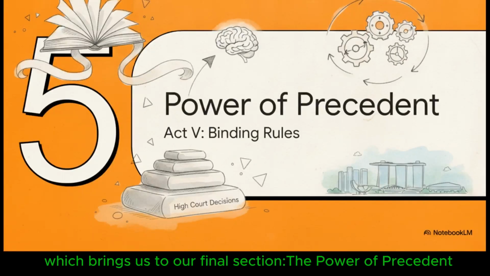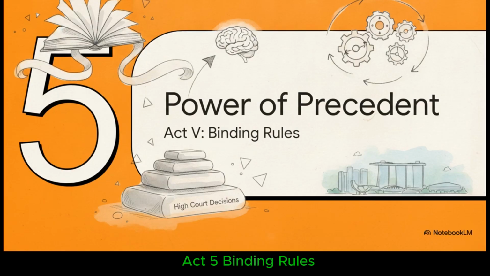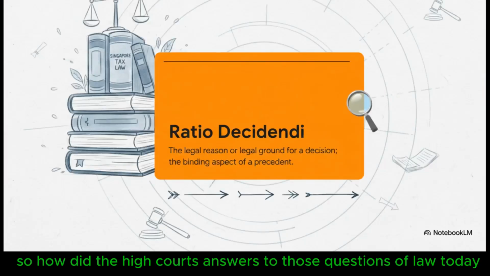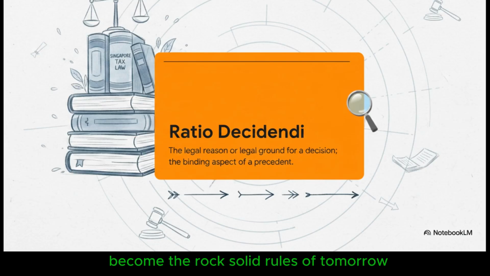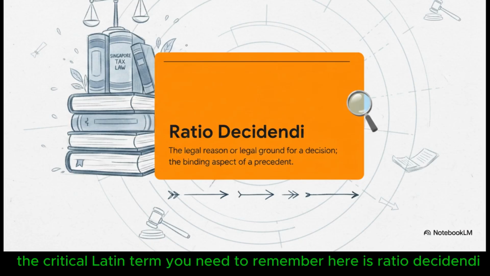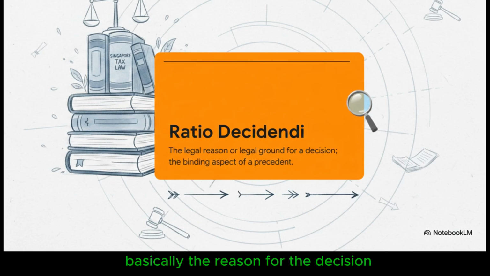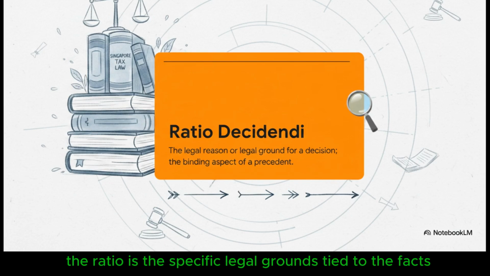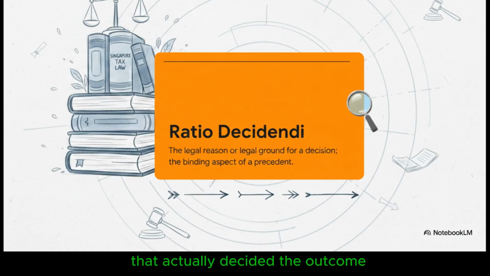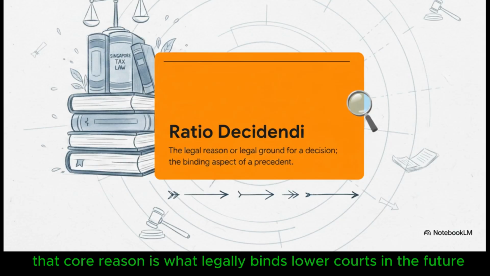Which brings us to our final section, the power of precedent. Act 5, binding rules. So how do the High Court's answers to those questions of law today become the rock-solid rules of tomorrow? It's all about consistency in the legal system. The critical Latin term you need to remember here is ratio decidendi, basically the reason for the decision. When a higher court makes a ruling, the ratio is the specific legal ground tied to the facts that actually decided the outcome. That core reason is what legally binds lower courts in the future.